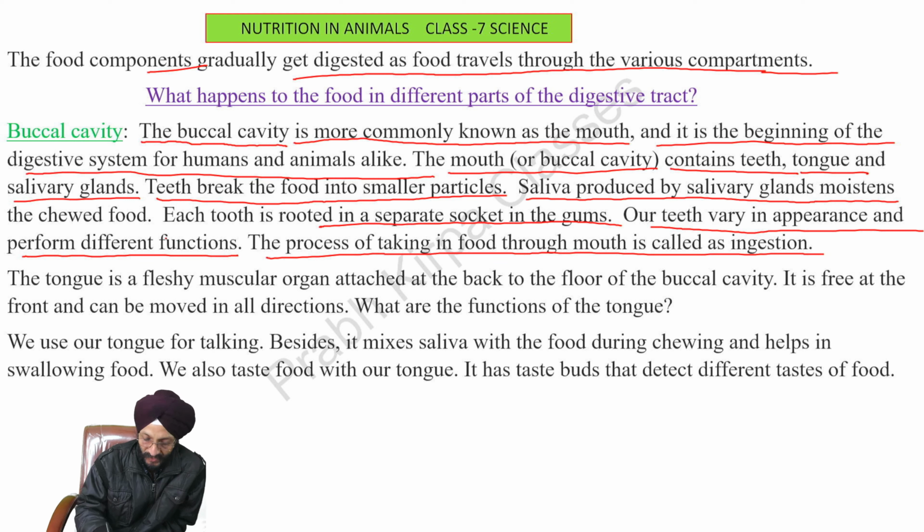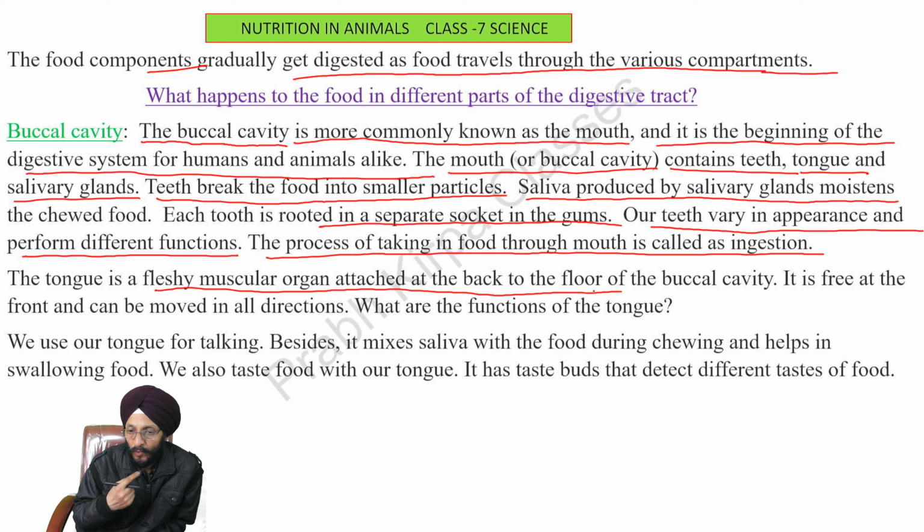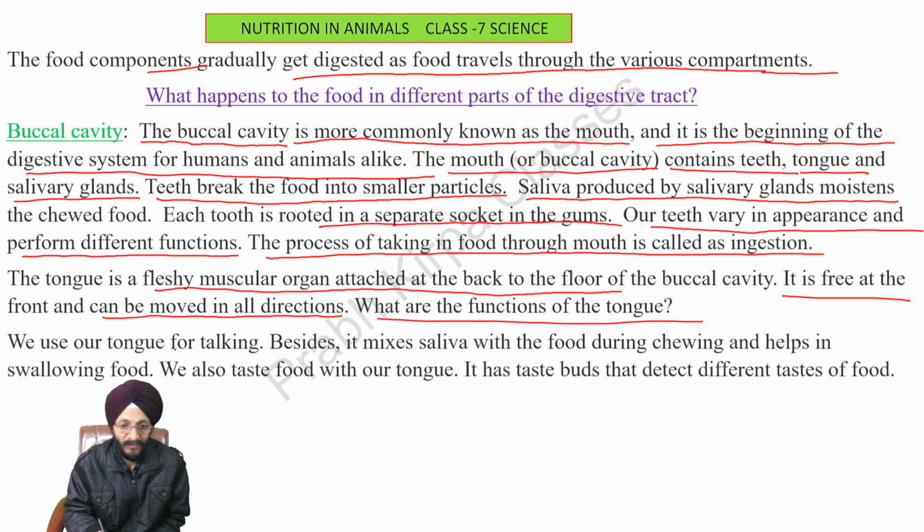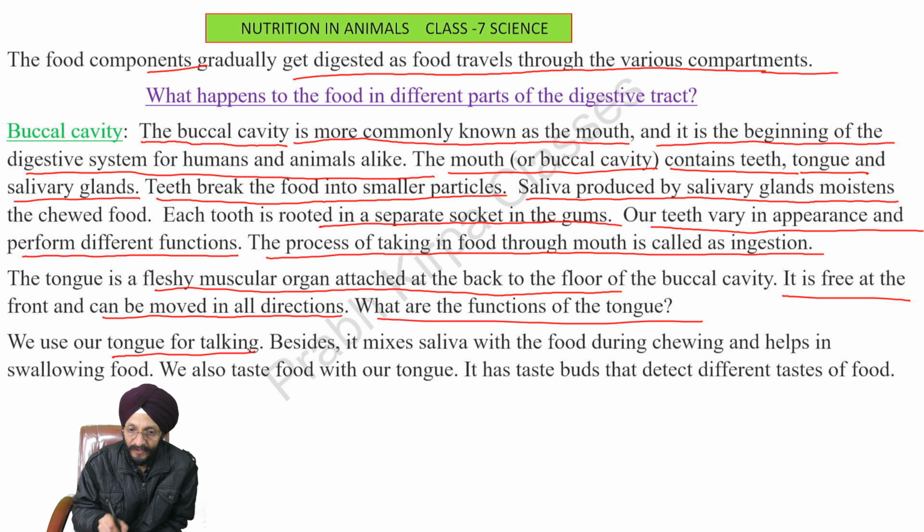As you know, the tongue is a fleshy muscular organ which is attached at the back to the floor of the buccal cavity. It is free at the front and can be moved in all directions. What is the function of the tongue? We use our tongue for talking. Besides, it mixes saliva with the food during chewing and helps in swallowing food.